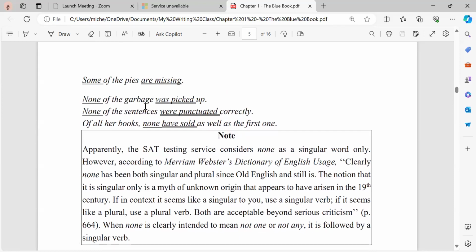So this is the unique one right here. None of the garbage was picked up. None of the sentences were punctuated correctly. So "was" is a singular verb, while "were" is the plural verb. So take note of that.